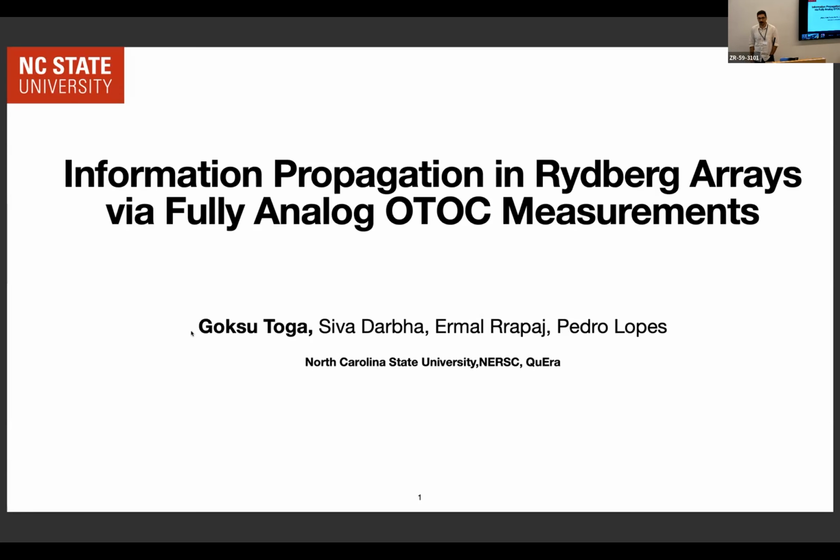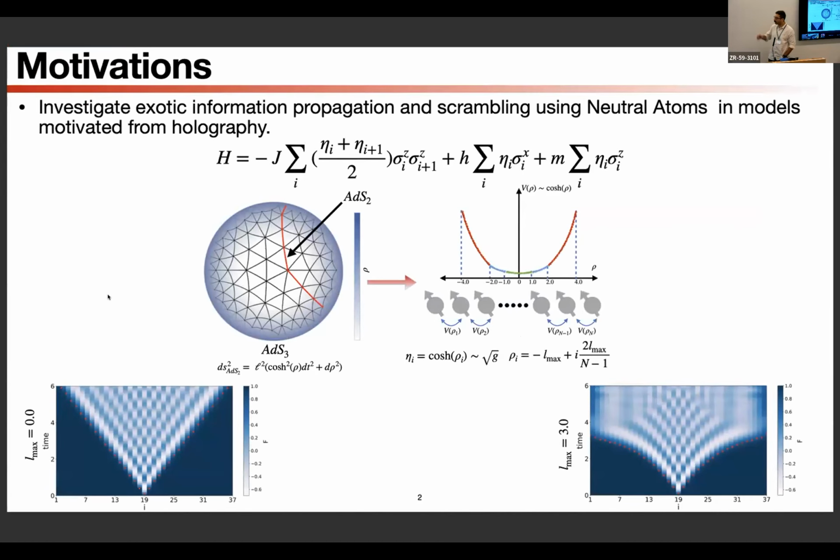So today I'm going to talk about information propagation in Rydberg arrays via fully analog OTOC measurements. So the initial pitch for this project was to investigate exotic information propagation and scrambling in neutral atoms using a model motivated from holography. So this is the model we had. It is called the hyperbolic Ising model. So it's basically a mixed field Ising model with site-dependent couplings that's obtained from embedding this model into an AdS2 background, which is negatively curved.